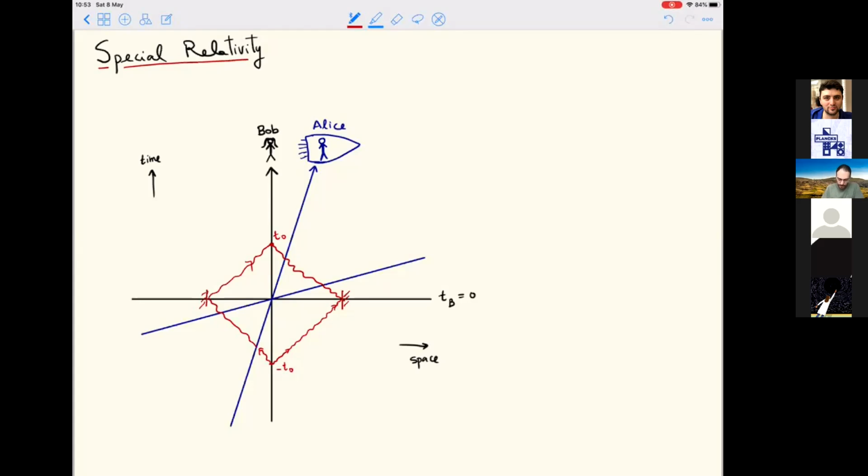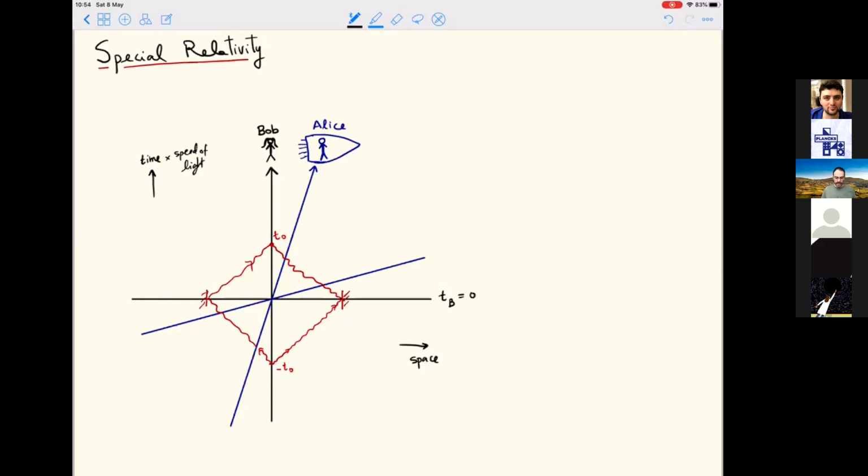Of course, here I'm doing the usual trick of representing time times the speed of light, so that photons always travel at 45 degrees. If they move 1 second vertically times the speed of light, that's exactly the length they move in space. So the trajectory of the photon will be at 45 degrees here. This is special relativity 101.